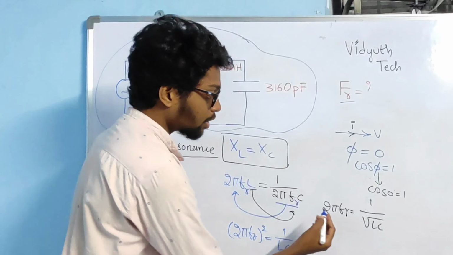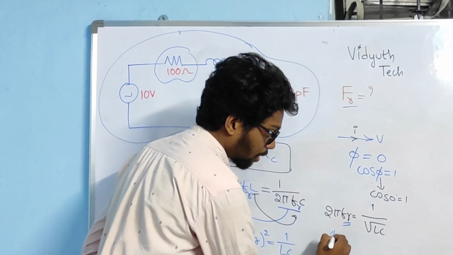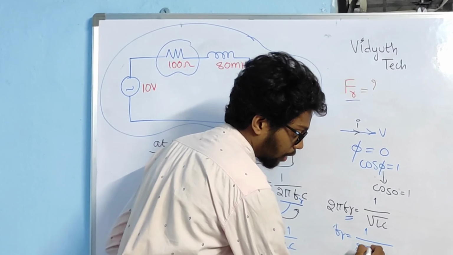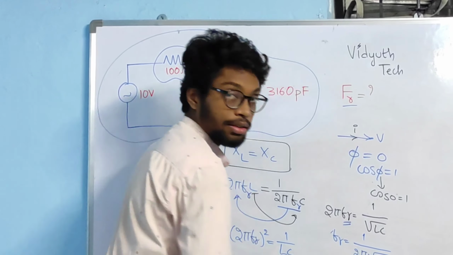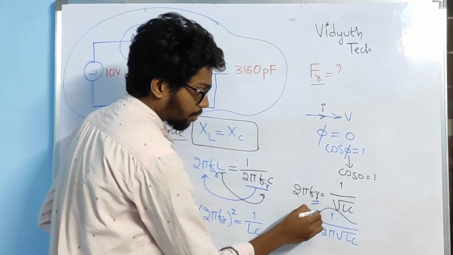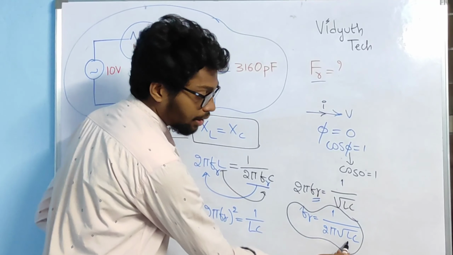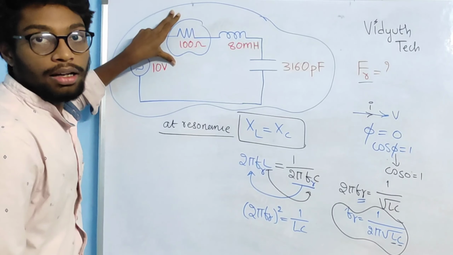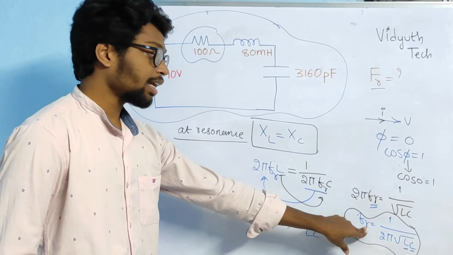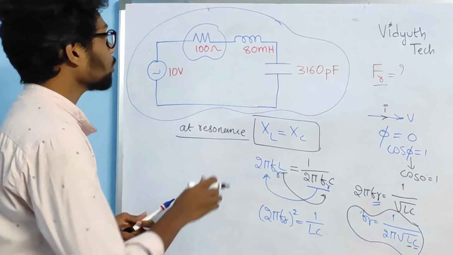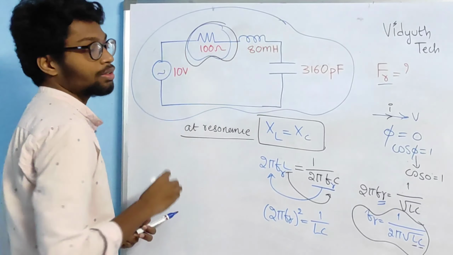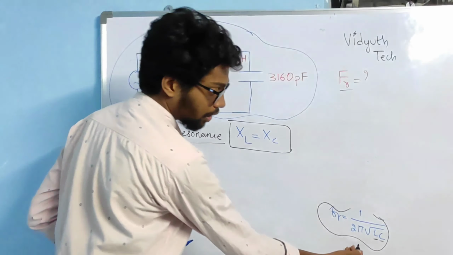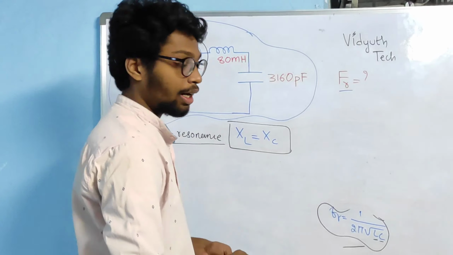As we have to find the resonance frequency, that is FR, FR is equal to 1 by 2 pi into under root L into C. Here you can see L and C. In the resonance frequency formula, there is no parameter called R. So resonance frequency FR doesn't depend on the value of resistance. That is an important difference. Friends, we have got FR is equal to 1 by 2 pi into under root LC.